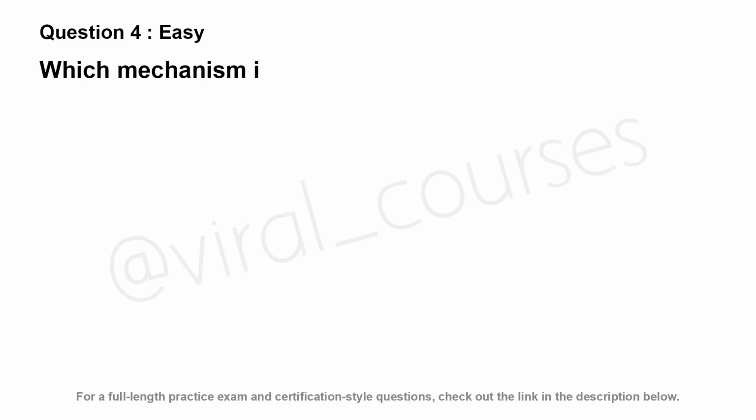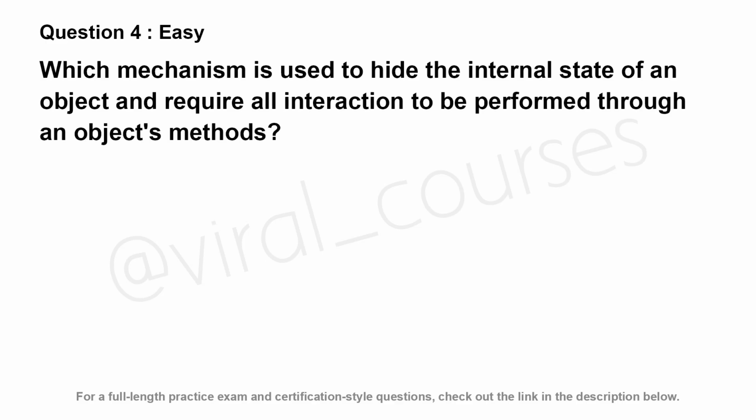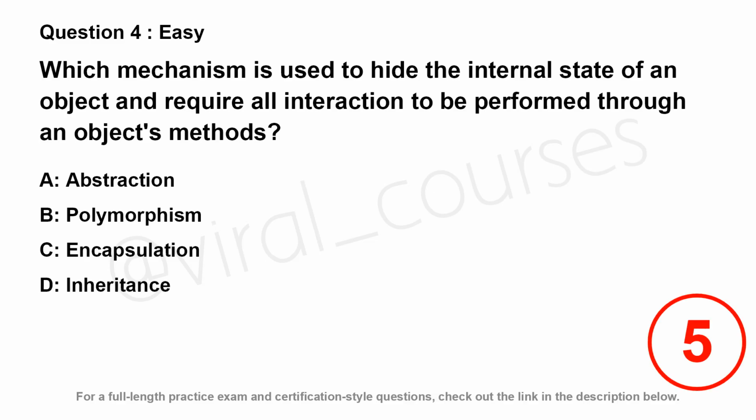Which mechanism is used to hide the internal state of an object and require all interaction to be performed through an object's methods? Option A, abstraction. Option B, polymorphism. Option C, encapsulation. Option D, inheritance.